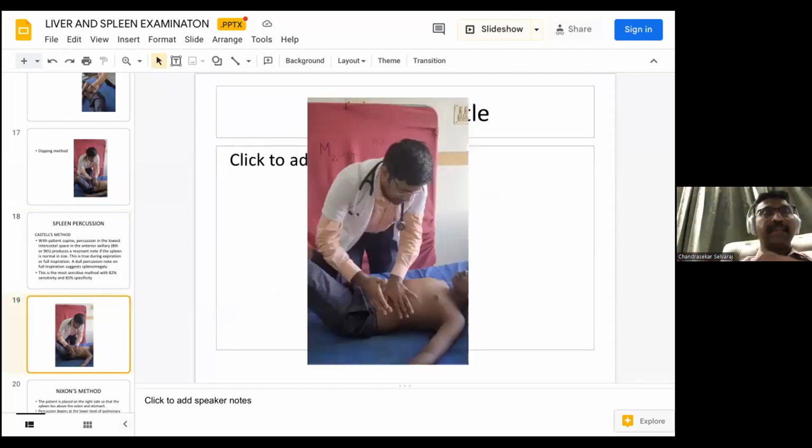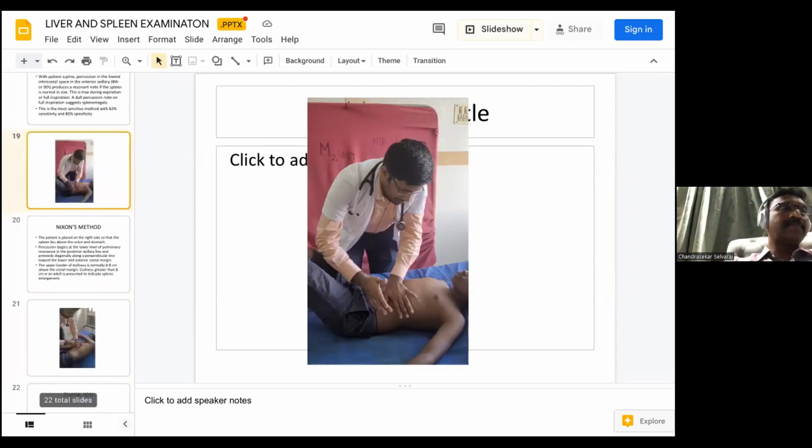So this is what you see, the percussion along the anterior axillary line between the 8th and 9th rib. If you get dullness, that indicates that the patient has a splenic enlargement. Sometimes we may not be able to palpate by the palpatory method. In such cases, you can resort to the percussion method also. We know that a spleen has to enlarge at least 2 to 3 times before it is palpable, so this is a method which can help us find out even minimal splenic enlargement.